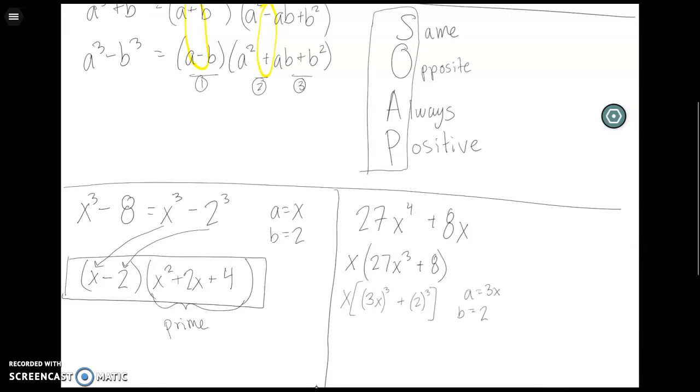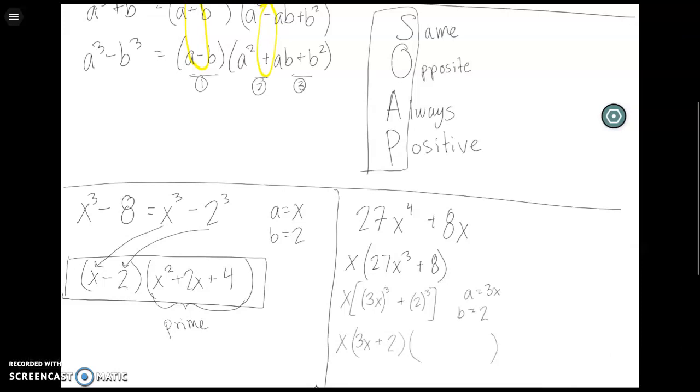So I'm going to bring the x down because that's just kind of going to be hanging out up front. It's just another factor that we're going to be using in our factorization. And then my sum of cubes is going to factor into a binomial and a trinomial. The binomial is our a and our b, and it's the same sign as what we started with, so we're adding, right?